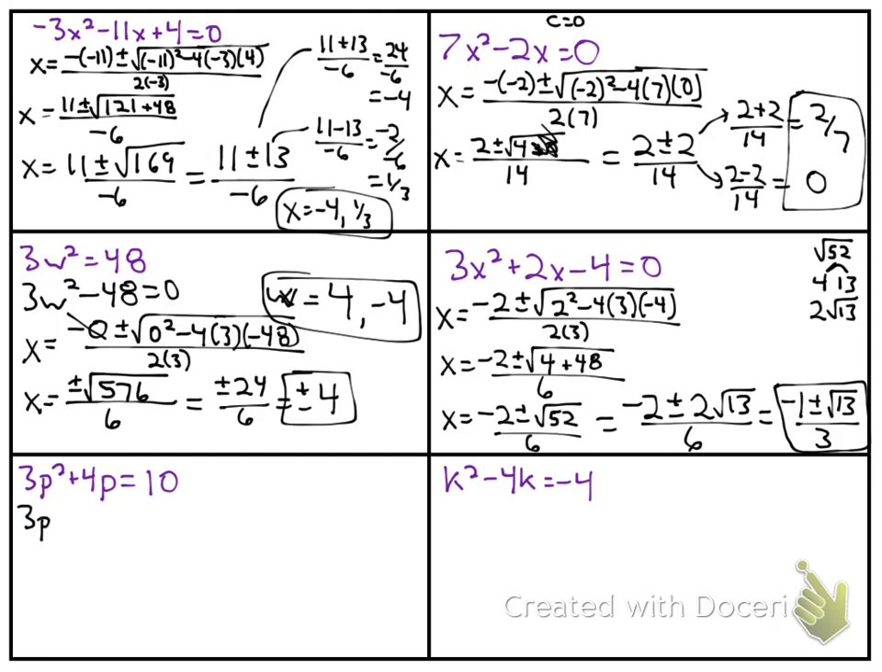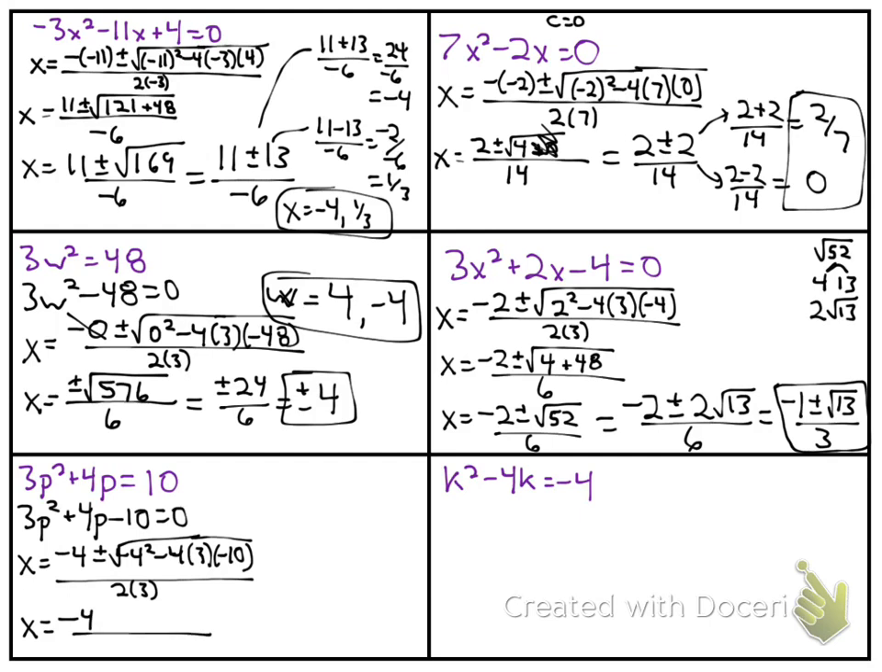Last row here, we're going to go 3p squared plus 4p minus 10, because we need to move them all to one side. X equals negative 4 plus or minus the square root of 4 squared minus 4 times 3 times negative 10. All of that is over 2 times 3. We clean up what we have. Negative 4 is on top, 6 is on the bottom. On the inside we have 16 from 4 squared, and then 4 times 3 times 10 comes out to be plus 120.